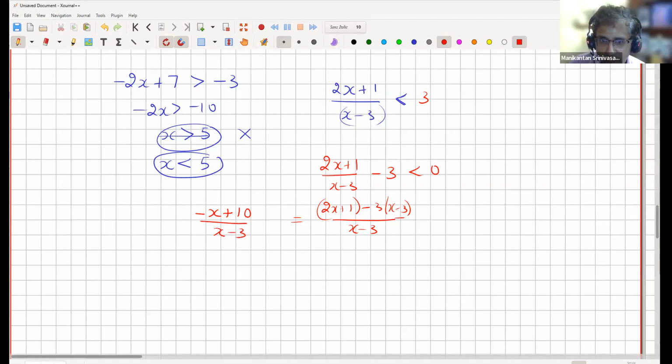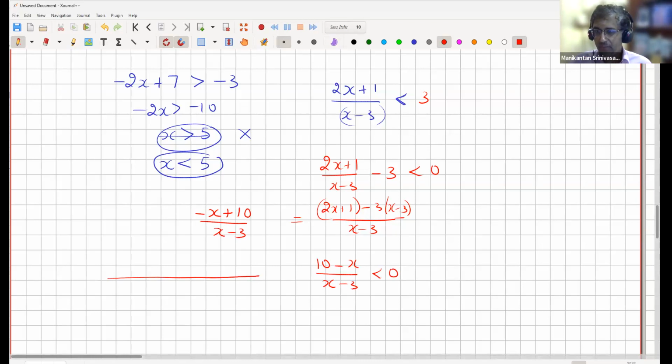Okay, so we want this. I'll write it as (10 minus x) by (x minus 3) if you want. I'll write it like this, right? Either way, it doesn't matter, less than 0. Okay, now how do we solve this? We use the sign test. What is the sign test?